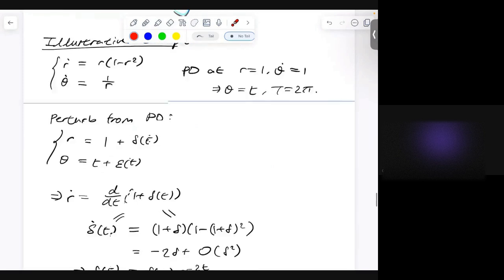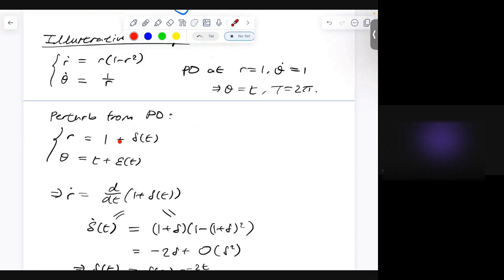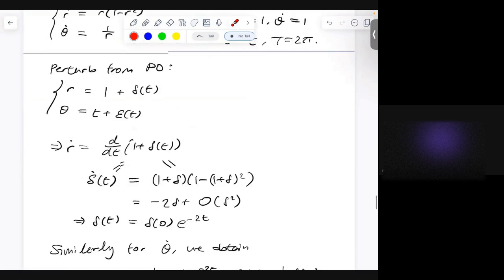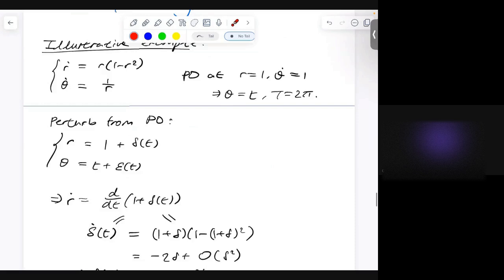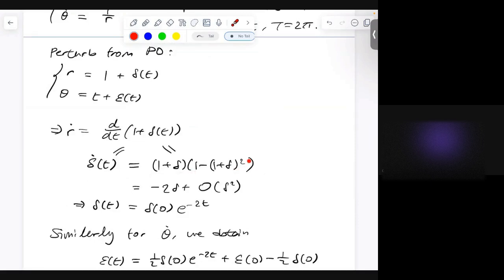If we perturb from this PO, let's consider a perturbation, r is equal to 1 plus delta of t, and theta is equal to t plus epsilon of t. This is a lot more straightforward than the derivation. We simply take r dot, and we also differentiate the right-hand side with respect to t, and we get this thing, which we can then simplify to negative 2 delta plus order of delta squared. Then we can solve this ODE to get delta of t is equal to some arbitrary initial perturbation delta of 0 times e to the minus 2t.